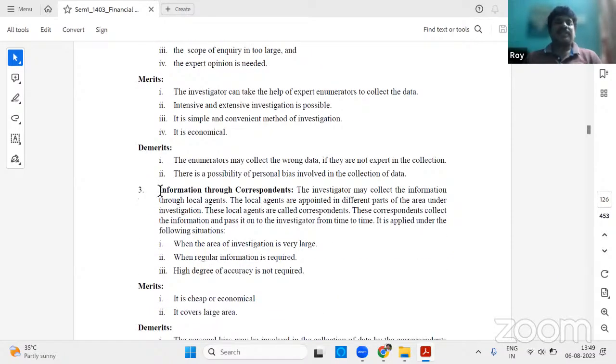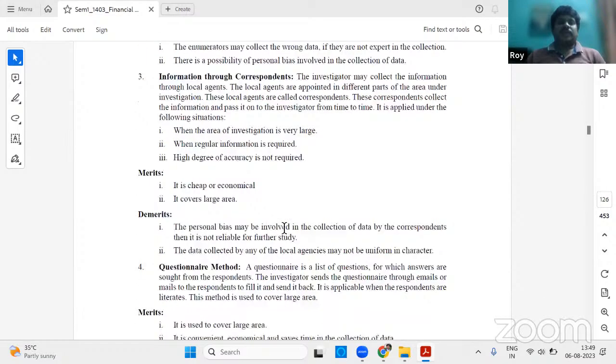Next, information through correspondence. Local agents are appointed in different parts of the area under investigation. These local agents are called correspondents. They collect the information and pass it on to the investigator from time to time. They are mediators: you tell them, please go and collect the data, and they will do that. If you can't go yourself, you can go through correspondence.